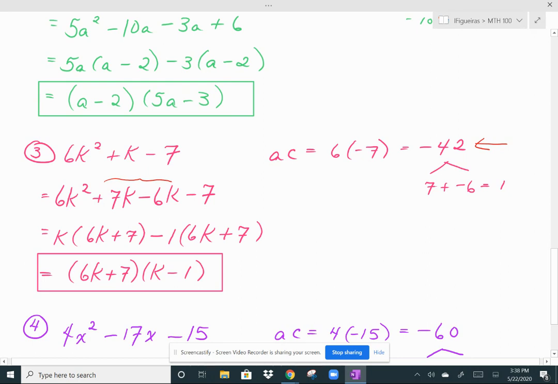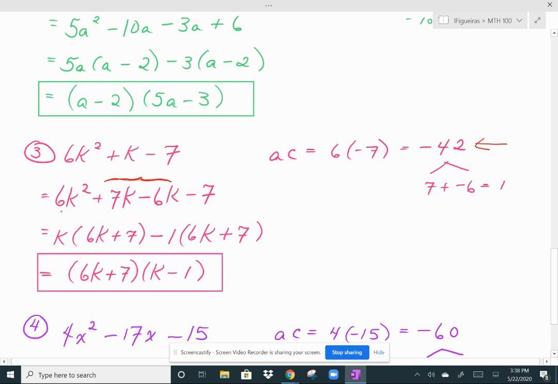Which leaves me with 6k squared plus 7k minus 6k minus 7. By the way, the order of these two doesn't matter. I could have written minus 6k plus 7k and still end with the same answer. So once you figure out what these two numbers are over here, don't worry about which one goes first or which one goes second. It will work out either way.